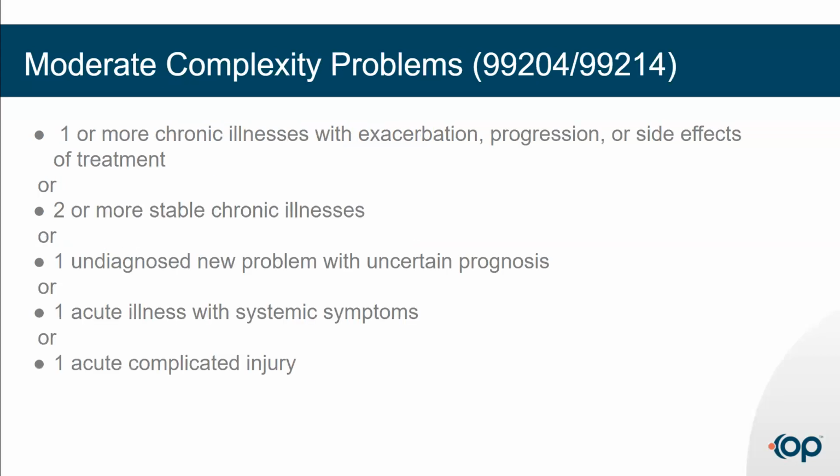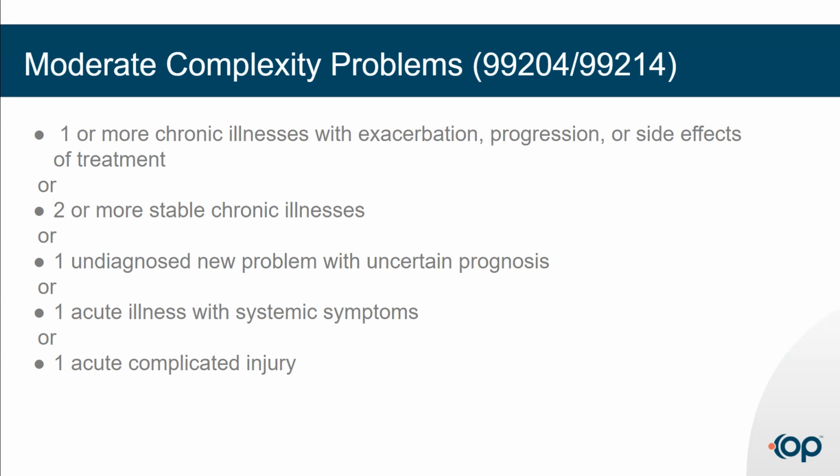Getting into the moderate complexity problems, we're talking about 1 or more chronic illnesses with exacerbation, progression, or side effects. So an ADHD where the patient has anorexia or not acceptable weight gain based on their ADHD meds. That's a chronic illness with exacerbation. Obesity that's worsening. Asthma with a flare, that counts. Similarly, if you have 2 stable chronic illnesses, allergic rhinitis and eczema, but they're not flaring, that also gets you to a level 4 if you're addressing it.